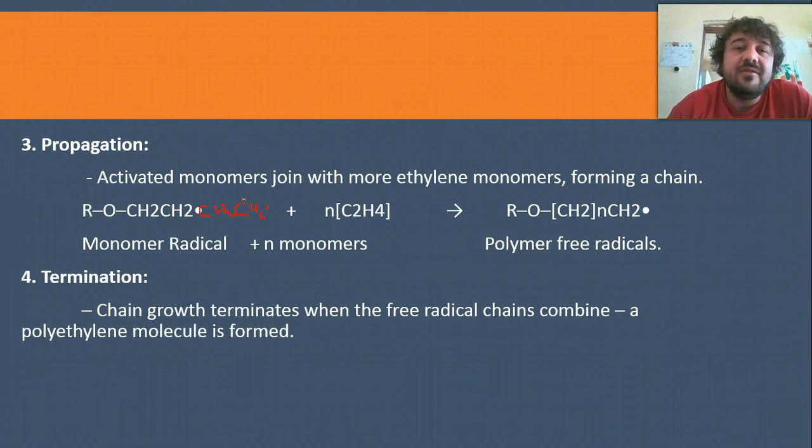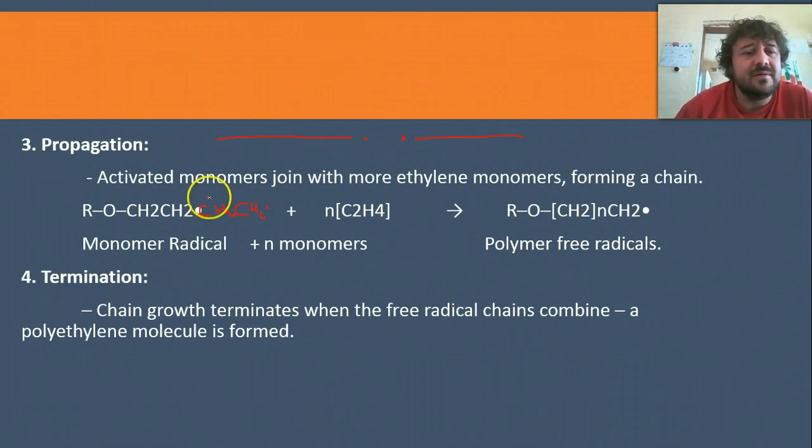Termination. Now, chain growth terminates when the free radical chains combine. So a polyethylene molecule is formed. So this long chain here and this long chain here, both with the electron to share on the end, when they collide, the chain terminates. Like the reaction terminates, and we have a long, stable polyethylene molecule.